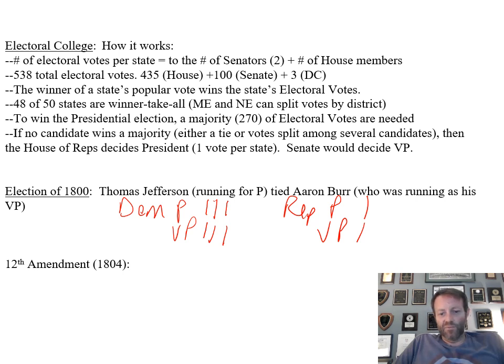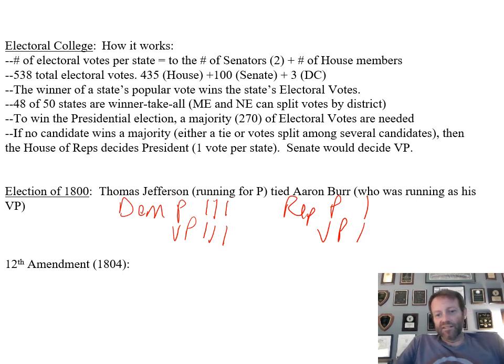Thomas Jefferson was the Democratic Republican presidential candidate, and his vice presidential candidate was Aaron Burr. They were running on the same ticket, but they tied. Aaron Burr did not want to concede. He's like, "Hey, I have a chance to maybe be president." And so they fought it out in the House. The House of Representatives kept voting and voting and voting, and through 36 votes, there was a tie.